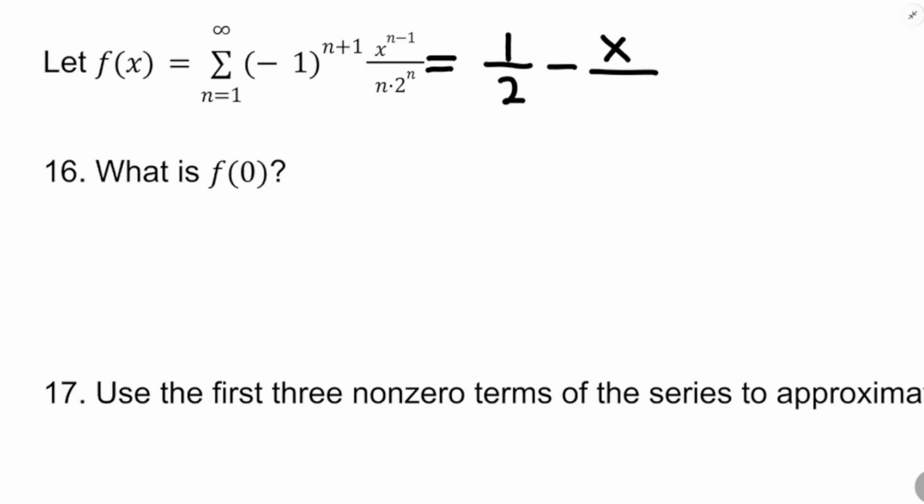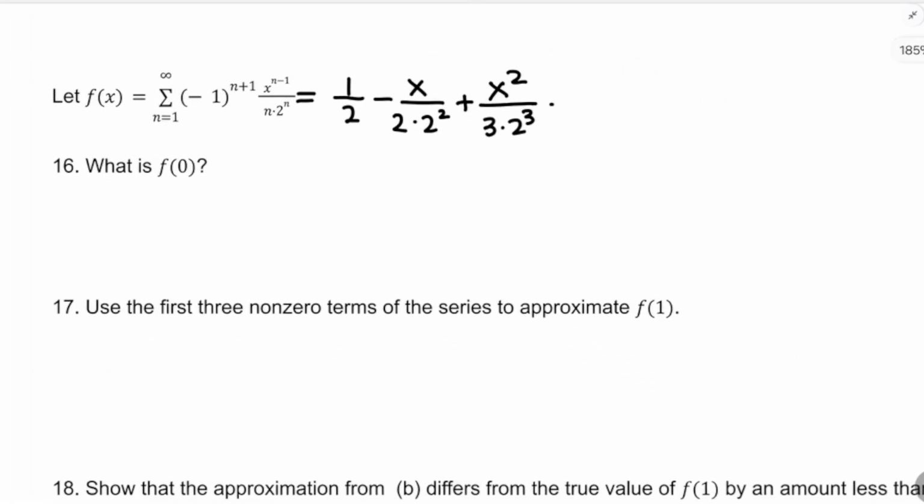I think it would be best for me to write it like this. X squared over 3 times 2 to the 3. Yeah, I like this better. Minus x to the 3 over 4 times 2 to the 4, and so on.